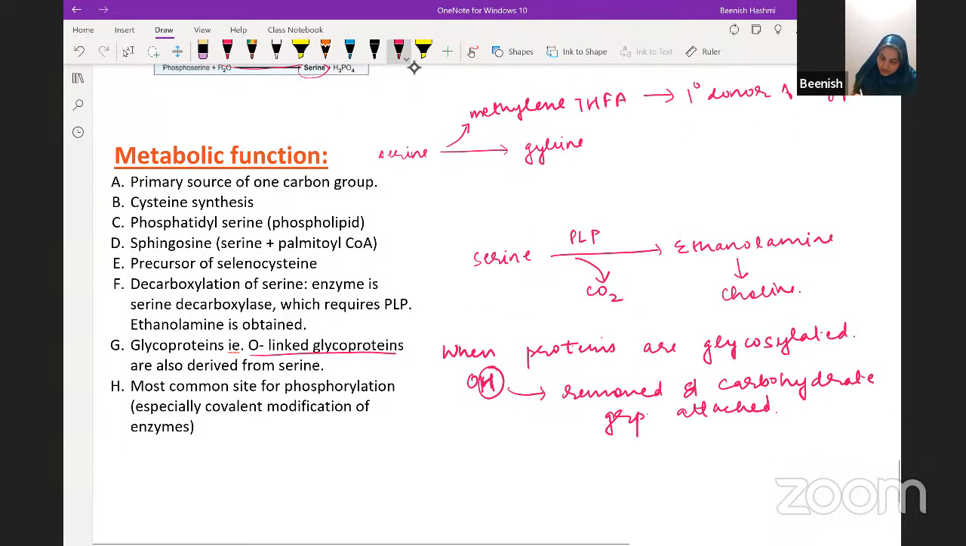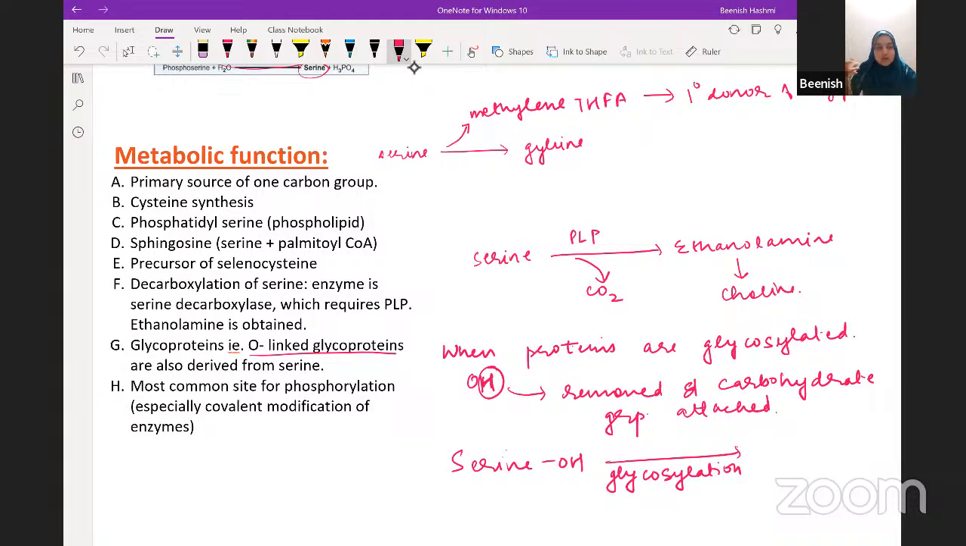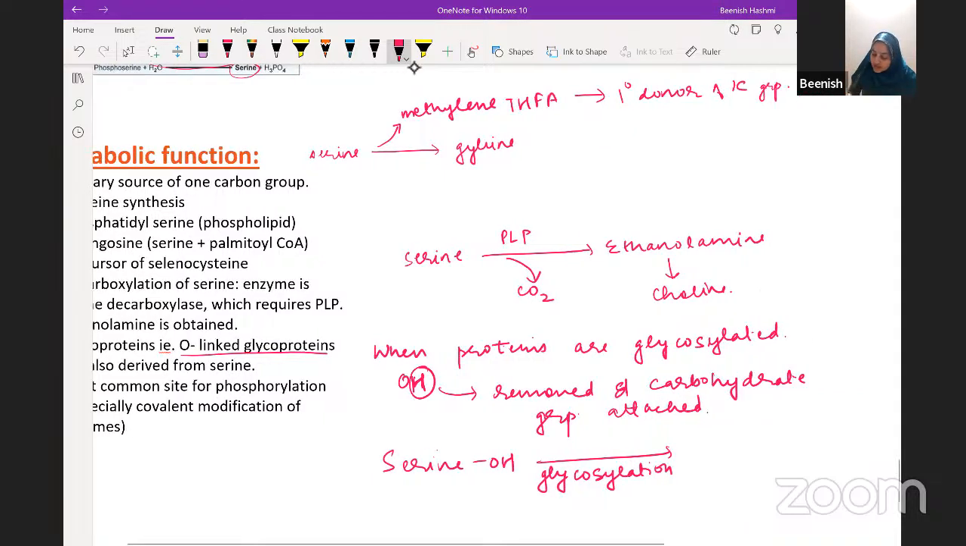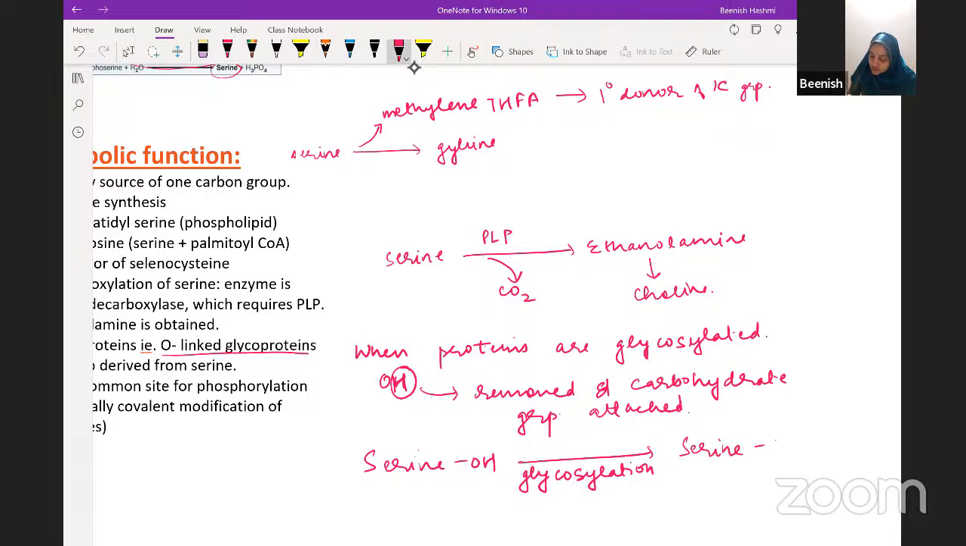So your serine, which was having a hydroxyl, on glycosylation has the hydrogen removed and a carbohydrate attached. So you will have serine-O-carbohydrate. This is what O-linked glycoproteins are. To proteins, you are adding a glycosylation segment, a carbohydrate. This is an O-linked glycoprotein. Therefore O-linked glycoproteins are not only derived from serines, but from all hydroxyl containing amino acids.